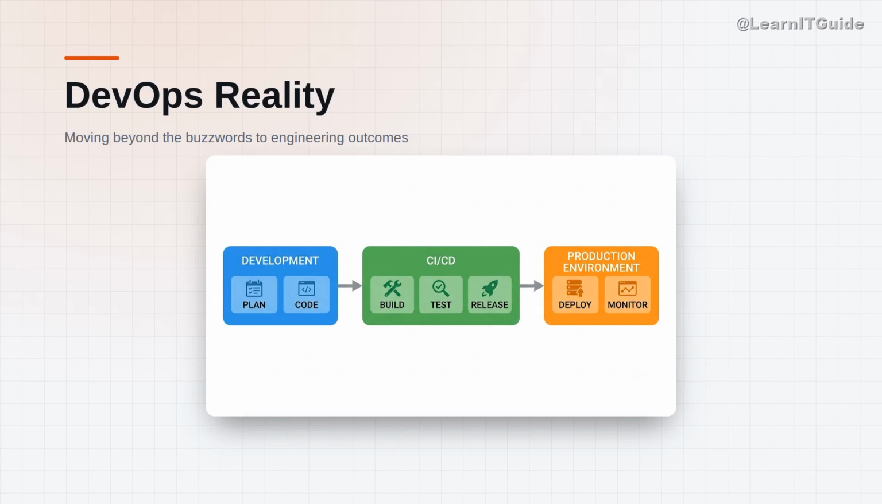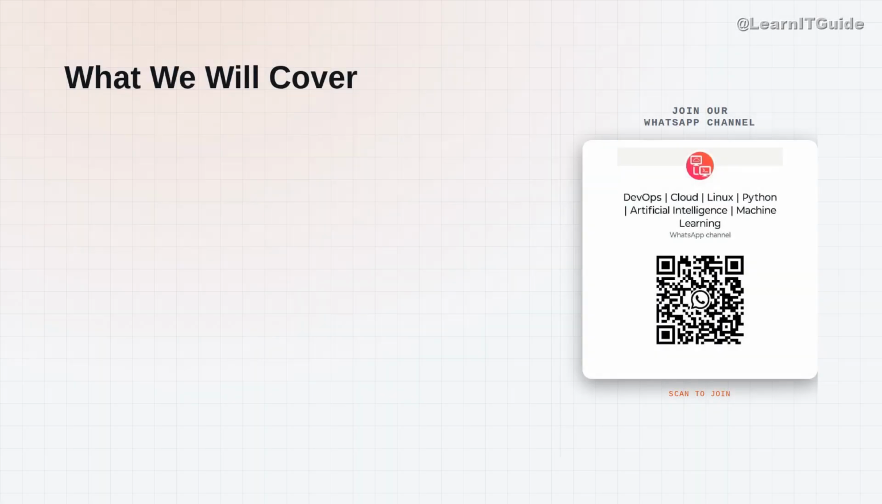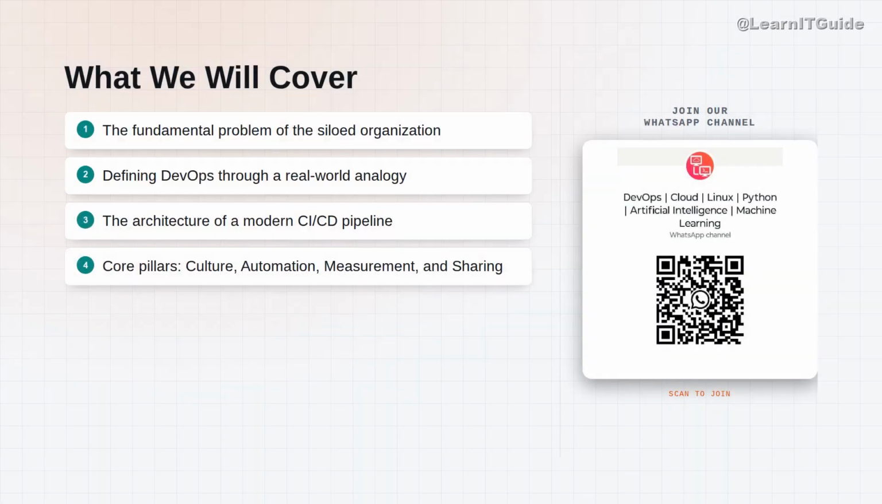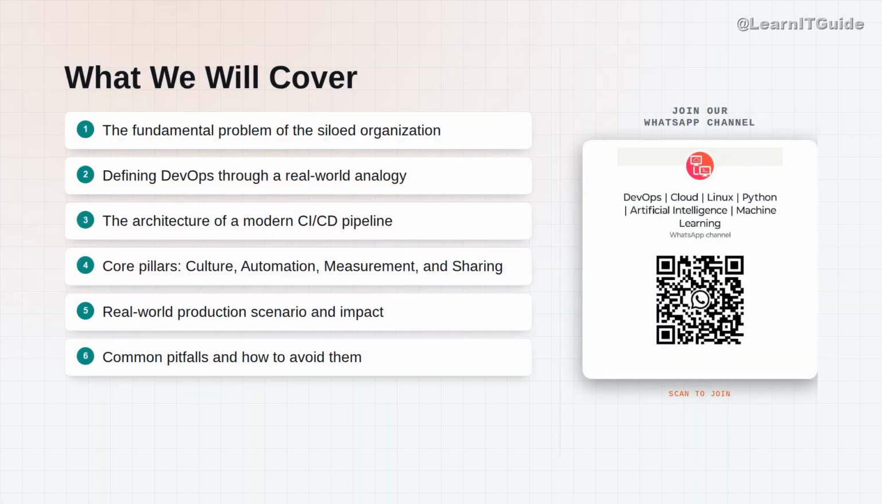Let's look at the core components. We have a lot to get through. Specifically, we will cover the core organizational problems DevOps solves, a physical analogy to help it click, the architecture of automated pipelines, and the 4 pillars of the movement. We will also walk through a real-world scenario to see how this works at scale. Do not skip ahead. Watch all the way through to actually understand this properly.